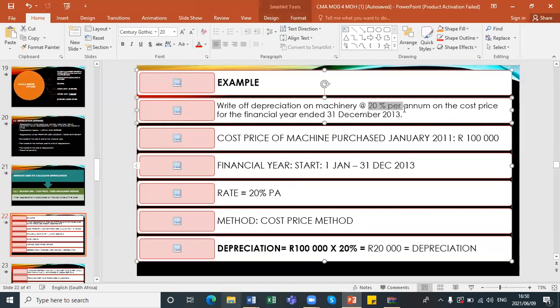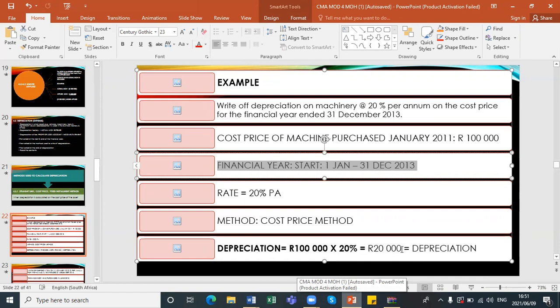Now, when they say per annum, that means you're calculating depreciation for the full financial year on the cost price of the asset for the financial year ended 31st. The cost price is 100,000. Financial year, because it ended on the 31st of December, that means it started on the 1st of January and ended in December. The rate is 20%. The method, cost price method. Now, depreciation is calculated. You take the cost price at 20%. Now, that 20,000 is the depreciation for the whole financial year as you're calculating it for the full financial year.